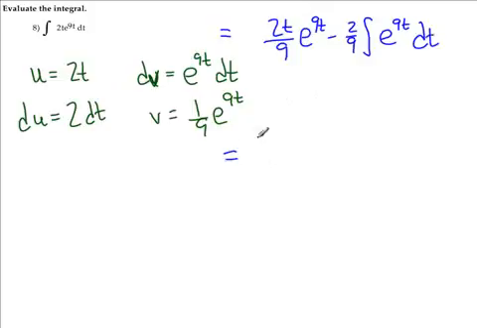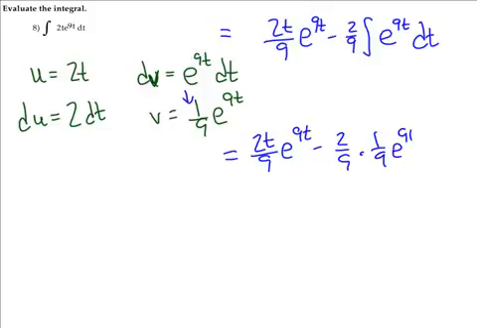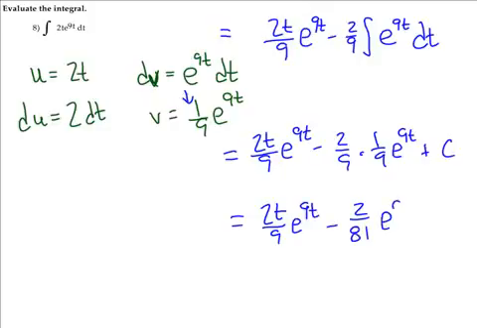Jump down here. This equals, this stays the same. The front term just gets carried along, minus 2/9 times the integral, or the antiderivative, of e to the 9t. We've already done that, we did it right here. We already know that's 1/9 e to the 9t. Sometimes you get lucky and you've already done some work that you need again, and you just recopy it and go. Just don't forget the plus c at this point. So we're headed to a final answer of 2t over 9 e to the 9t minus 2/81 e to the 9t plus c.